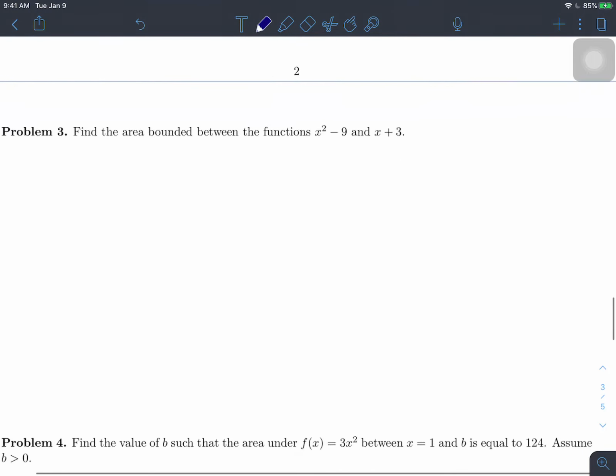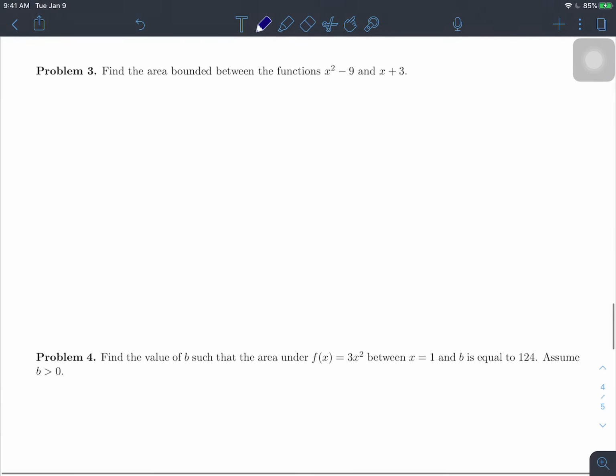Aha, here we go. Now here's a problem with some meat on it. Alright, we should have enough time to do this. Find the area bounded between the functions x squared minus 9 and x plus 3.